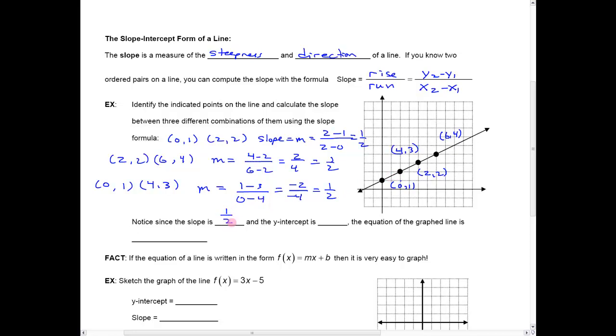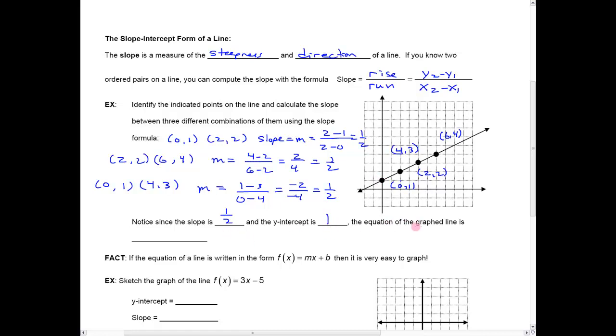You can also see that from the rise over the run. When I go from this point to this point, I go a rise of 1 and a run of 2, so 1 over 2. Or I could go a rise of 2 and a run of 4. Either way, your slope's 1/2 there, and you can also tell that the y-intercept here is 1.